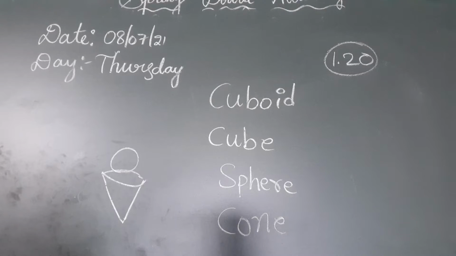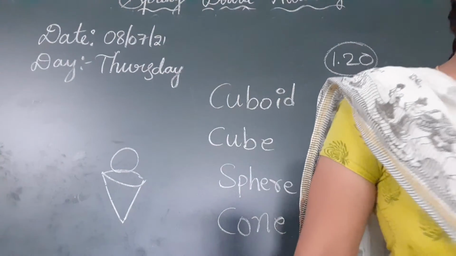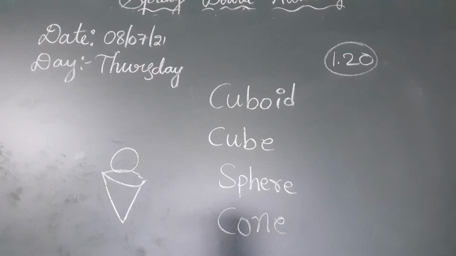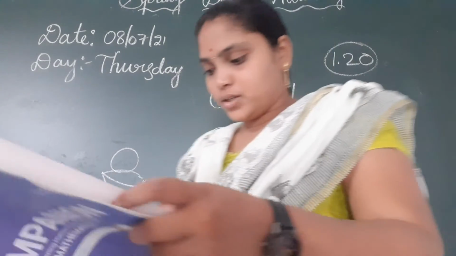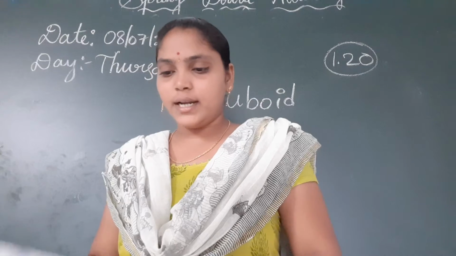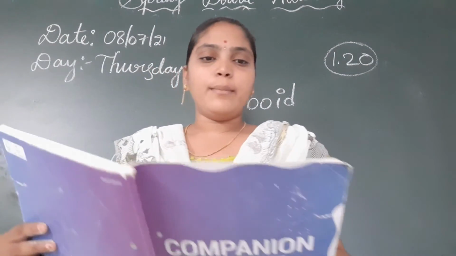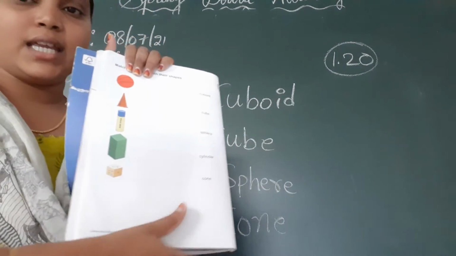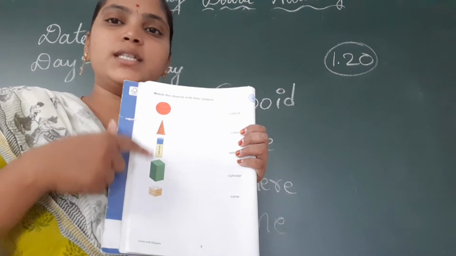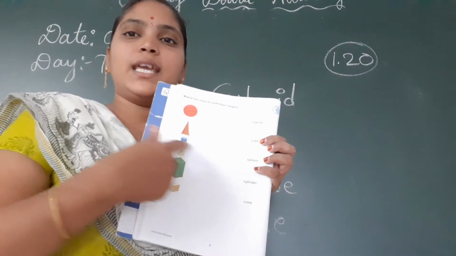Yes, I hope everyone has completed. Now open the companion, children. Everyone open the companion. Open companion page number 8. So here you have to check, children. Here are given some objects. Match the objects with their shapes. Here are given objects and on one side are given shapes. You have to match these objects with their shapes, with the name of the shape.